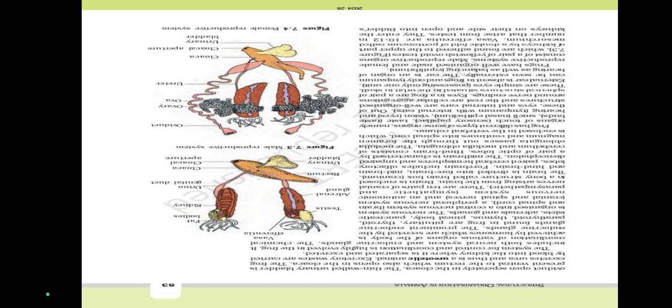Frogs have well organized male and female reproductive systems. Male reproductive organs consist of a pair of yellowish ovoid testes, figure 7.3, which are attached to the upper part of the kidney by a double fold of peritoneum called mesorchium. Vasa efferentia are 10 to 12 in number that arise from the testes.